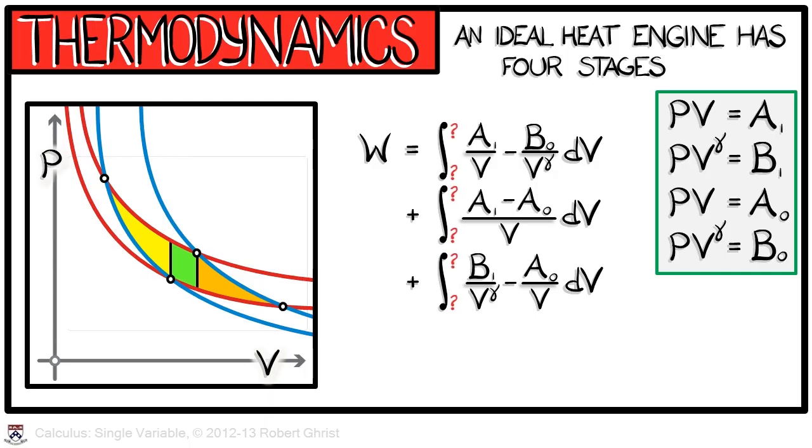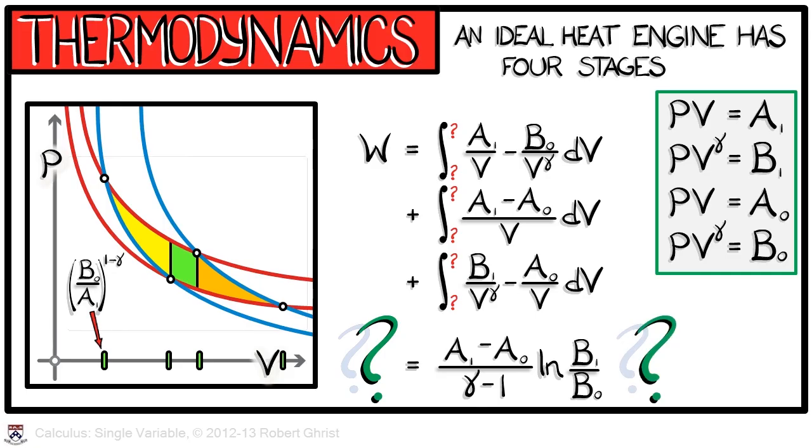What is difficult is determining the limits of integration, because we have to find all 4 intersection points of these curves and determine their V values. I'll leave it to you to show, with not a small amount of work, that the first intersection point on the left is quantity B naught over A1 raised to the power 1 minus gamma. You can imagine how much work it's going to take to do and simplify these integrals. That's the bad news. The good news is that the answer at the end is really quite simple.